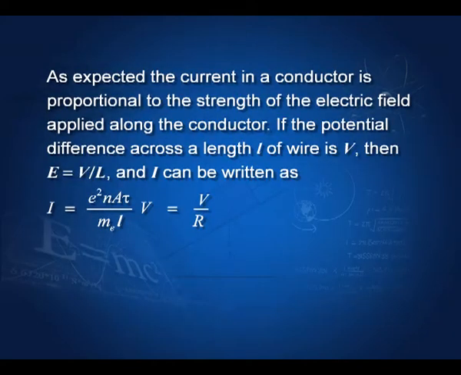So, if L is the length of the conductor and V is the potential difference across this conductor, then the field is V by L, and we will substitute E equal to V by L, and we get I equal to e squared n A tau by m_e L times V. That means, I can write I equal to V by R, where R now is m_e times L by e squared n A tau.